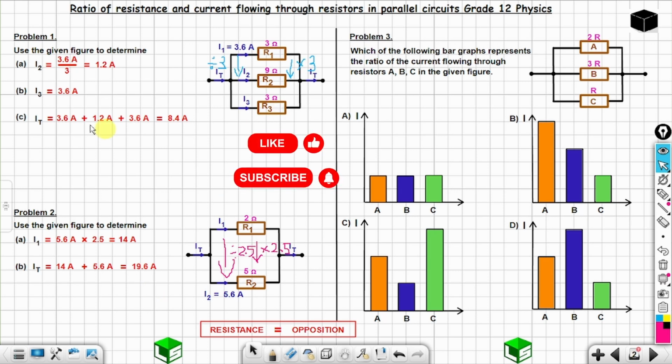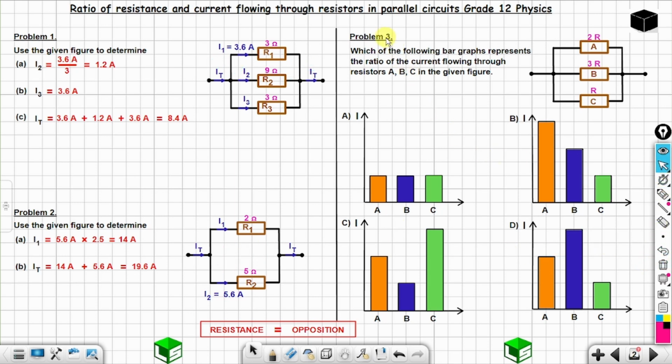So we are done with problem number 1 and problem number 2. Now, problem number 3. Which of the following bar graphs represent the ratio of the current flowing through resistors A, B, and C in the given figure? A is equal to 2R, B is equal to 3R, C is equal to R. The value of the resistors is not the same, so you expect to have a different current flowing through resistors.